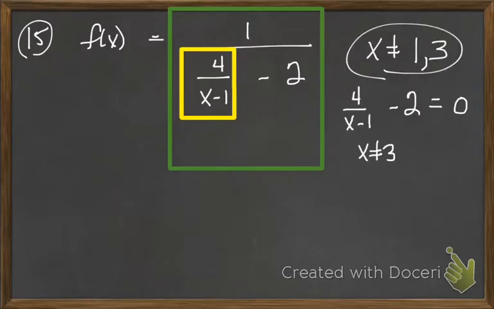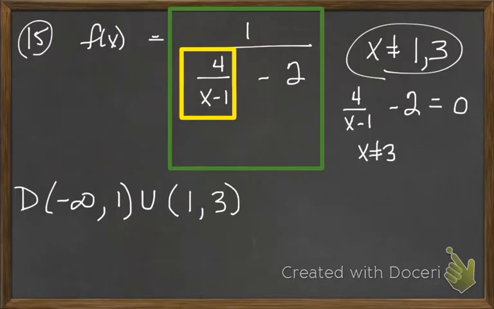So the domain's going to go from negative infinity to what? 1, parentheses, union, parentheses, 1 to 3, parentheses, union, parentheses, and then finally 3 to positive infinity.